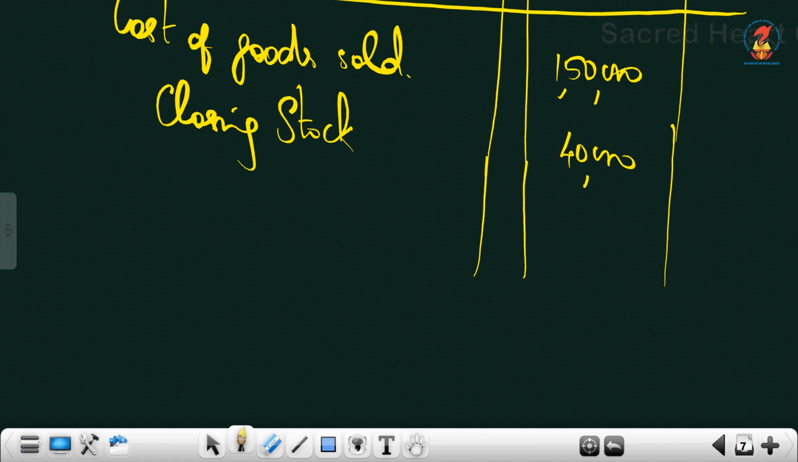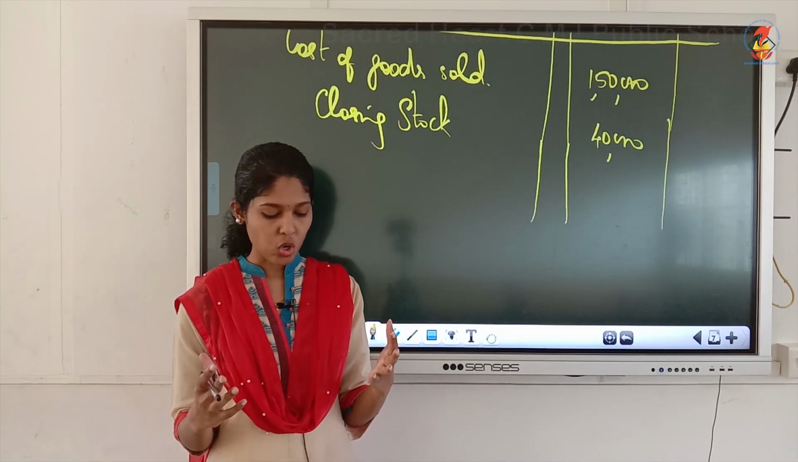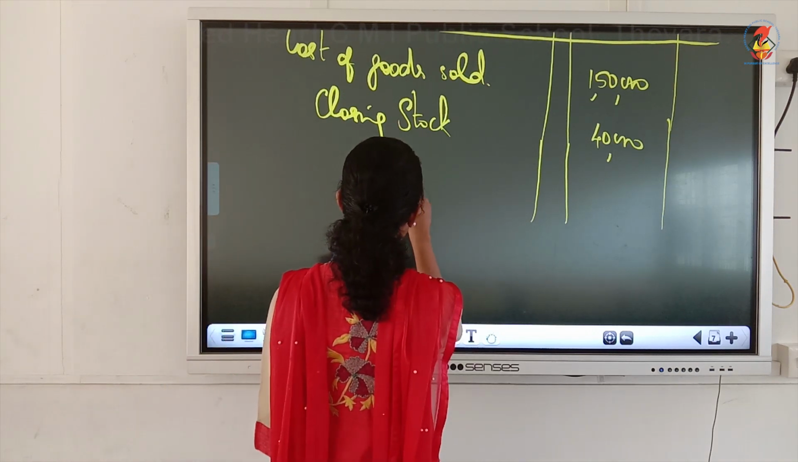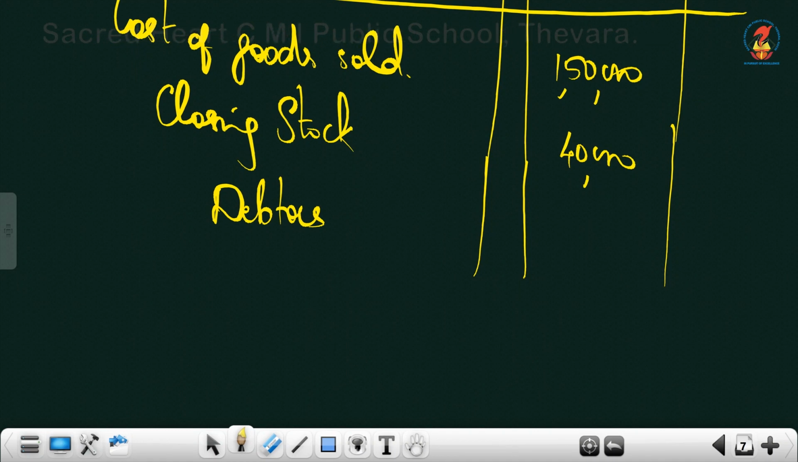Then debtors, okay, there is a mistake in the debtors figure. I mean it is written in the credit column, not in the figure. The side is wrong actually, it is having a debit balance. So these are the mistakes in the question. They are asking you to rectify or correct. Debtors 60,000.